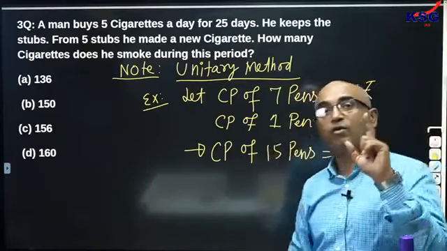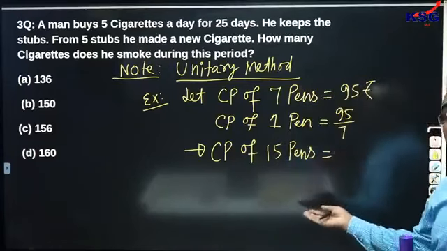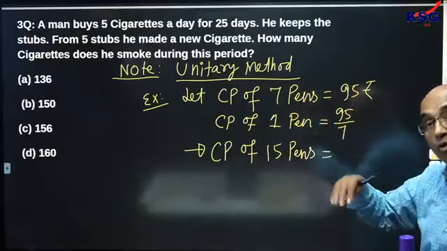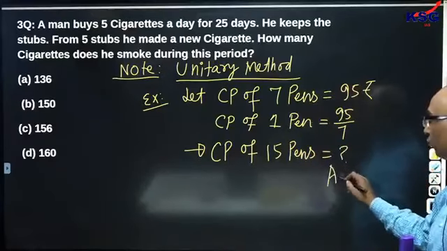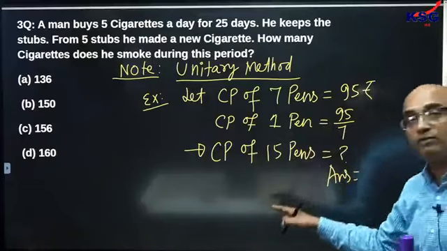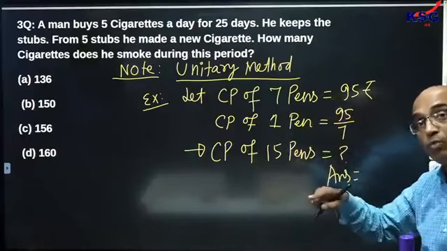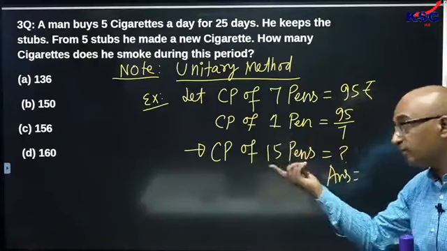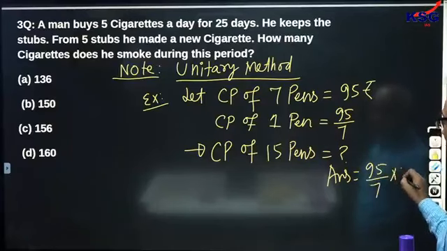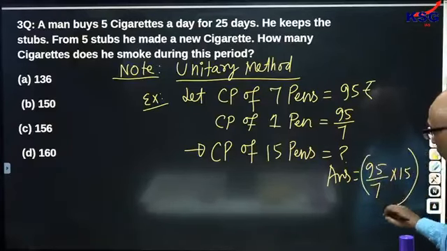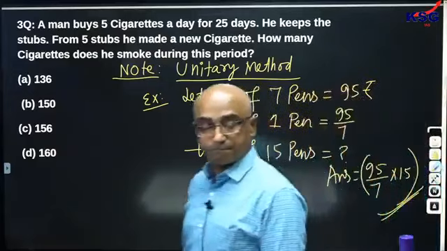Compared to 1 pen, the cost price of 15 pens must be more, so multiply. To get a more value, always multiply. So 95 by 7 into 15, this is the cost price of 15 pens.